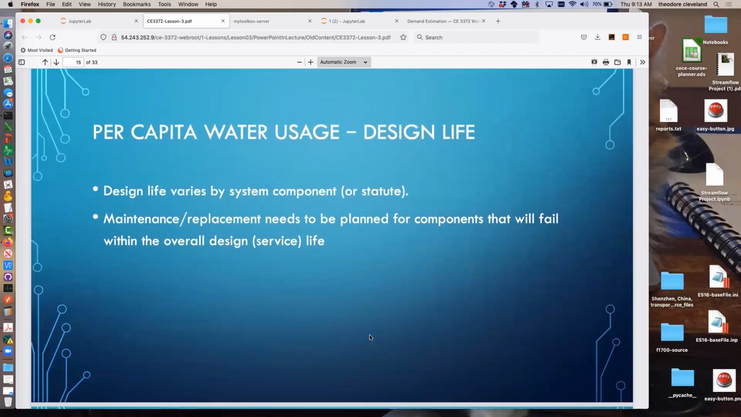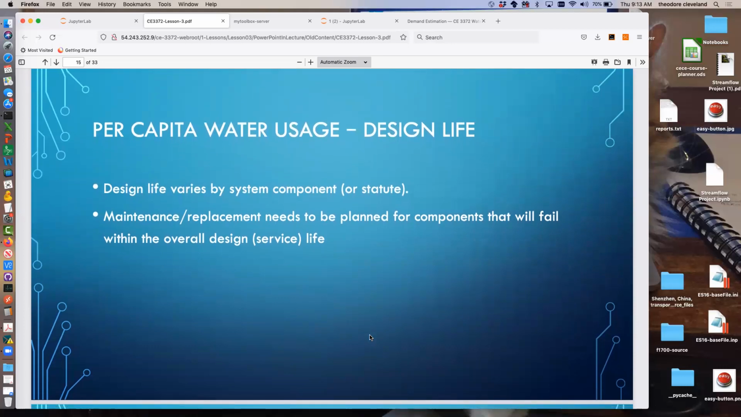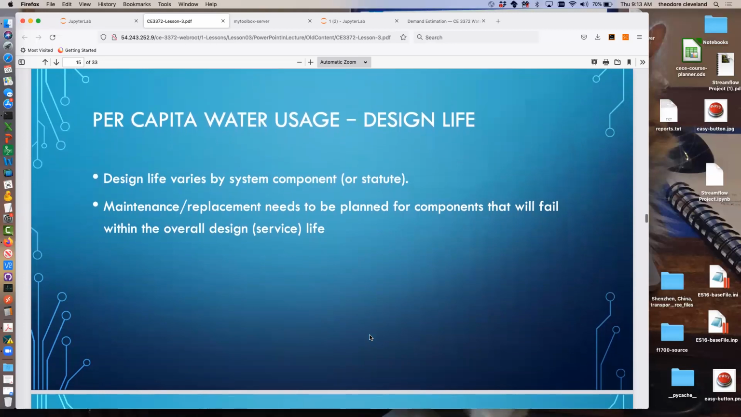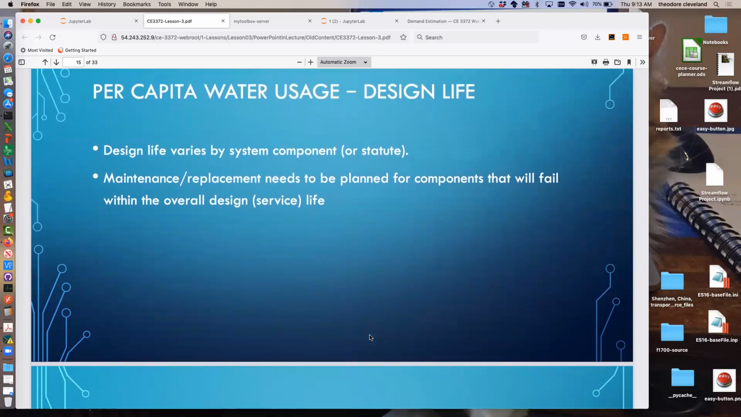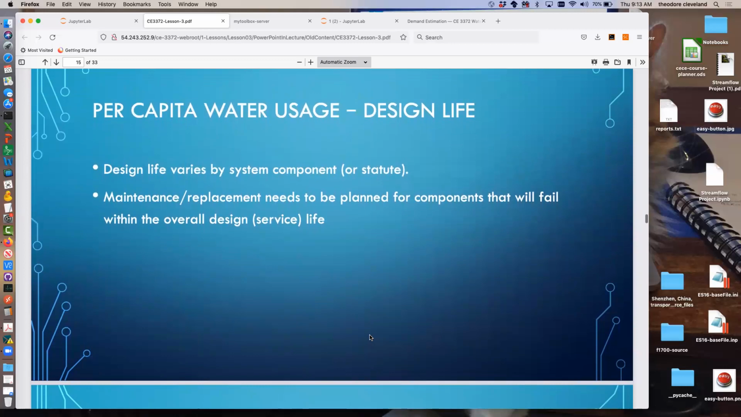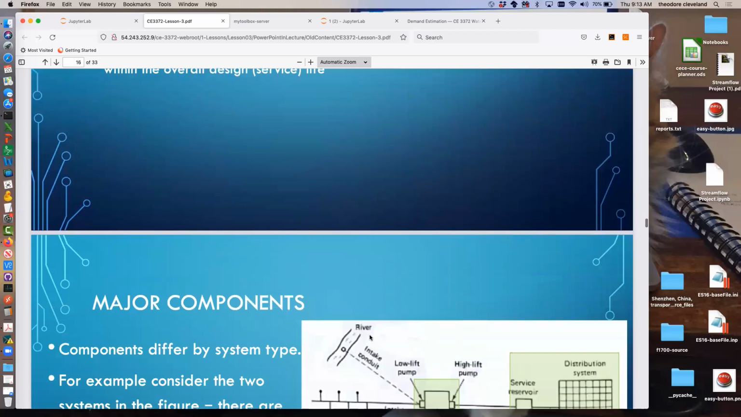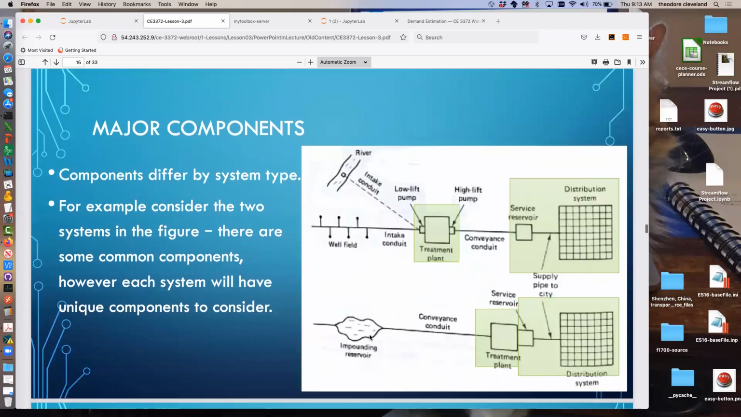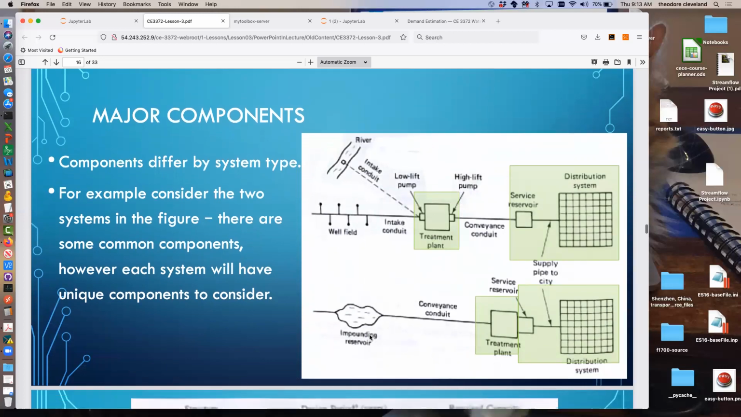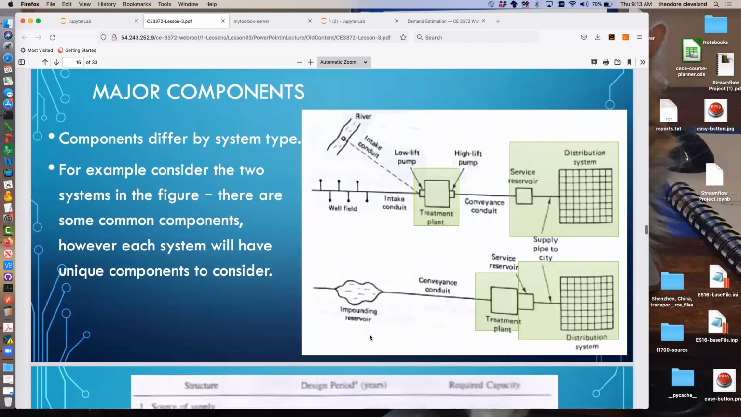So for per capita water usage, here's some thoughts. The design life varies by component. Maintenance and replacement needs need to be planned for. And sadly, we acknowledge that we need to do maintenance and repair, but we never figure out how to pay for it. So most of our civil engineering stuff gets built and then it breaks and you get built again. Again, job security for everybody in this room, but not the most efficient way to build complicated systems.